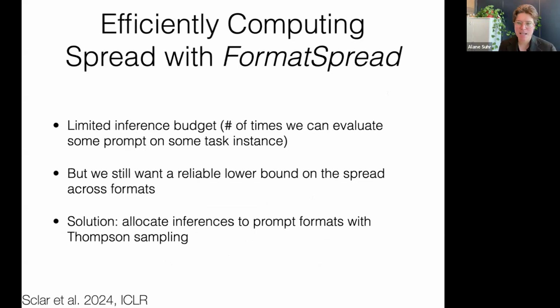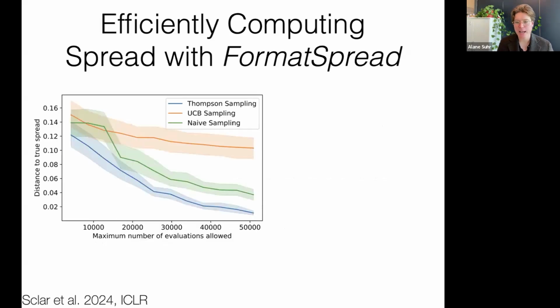the string space. So what we propose instead is, given our limited inference budget, which is the number of times that we can evaluate a prompt on some task instance, we still want a reliable lower bound on this spread. So what we'll do is instead allocate inferences to prompt formats using Thompson sampling. And we find that comparing naive sampling, upper confidence bound sampling, and Thompson sampling, we can get closer to the actual true spread with lower inference budgets with Thompson sampling.